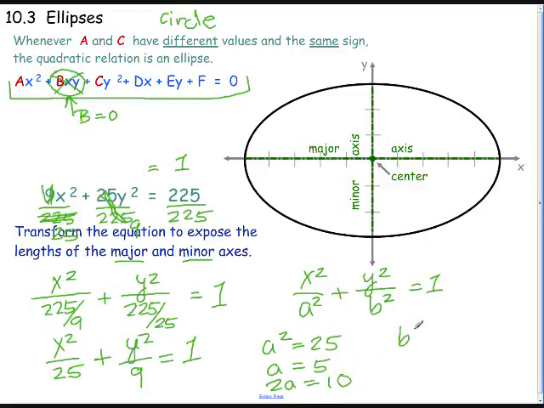My b squared is 9. So my b is 3. Sorry. My b is 3. And 2b is going to be 6. So this always works every time to figure out what your major and minor axis are.